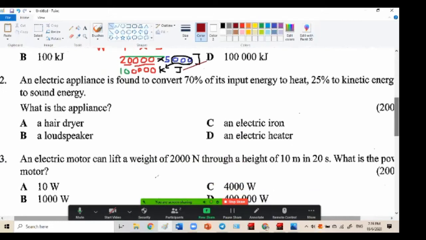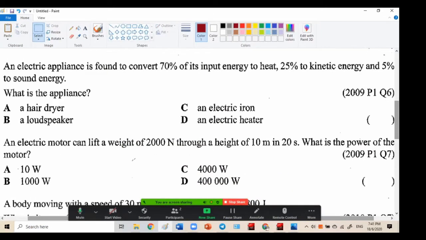Okay, do number 2 now. An electrical appliance is found to convert 70% of its input energy into heat, right? 25% into kinetic and 5% into sound energy.